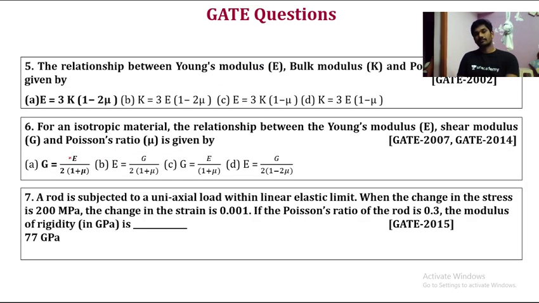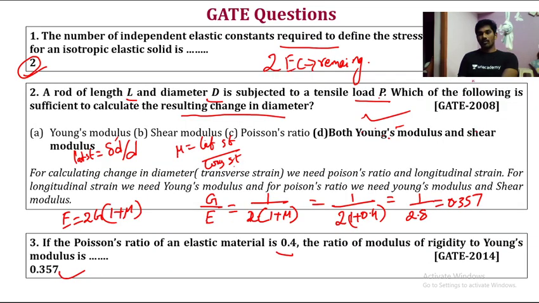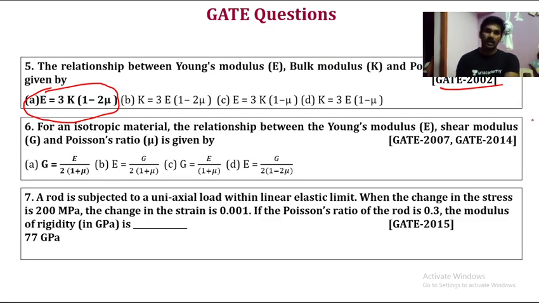Coming to the fifth question. Thank you, Siddhik. Thank you, Satyamurthy. What is the relation between Young's modulus, bulk modulus and Poisson's ratio? That is E is equal to 3K(1 minus 2 mu). A very basic equation. If you know that equation, you can solve it. You can see these questions were asked in 2002, 2004, and 2014, so these are recent questions. This question was asked twice, in 2007 and 2014.